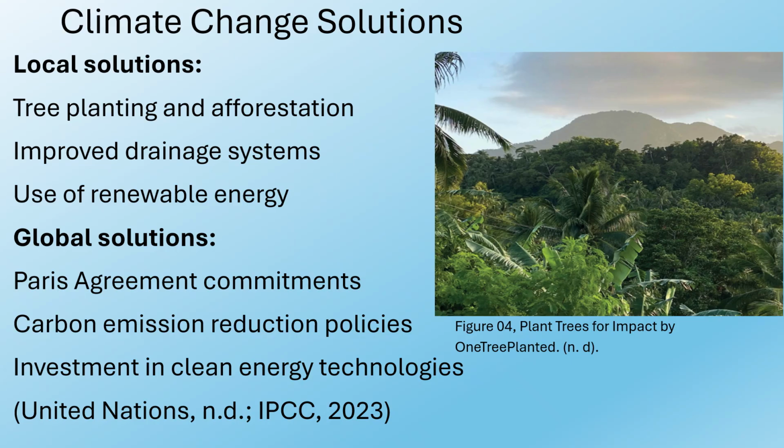Climate change solutions. In order to mitigate all these challenges, we need to implement tree plantation or afforestation, also improve the drainage systems and the use of renewable energy. As you know, a lot of energy sources are not friendly, like the use of charcoal and firewood. But we can implement the use of solar energy, gas, and save energy.